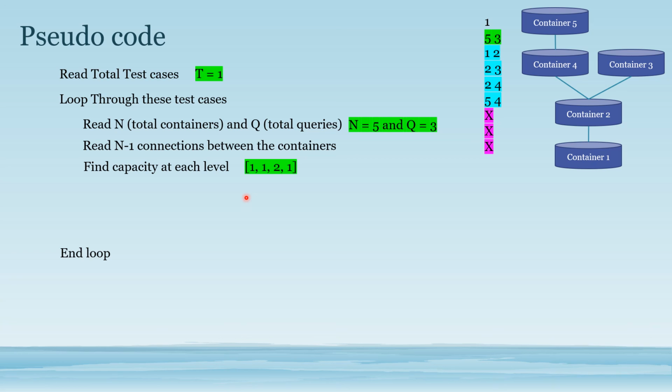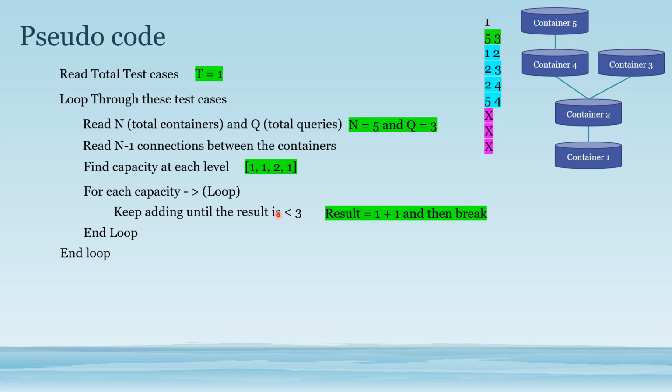And after that, just loop through all these capacities and keep adding them, until the total reaches the q point, q or less than q. So keep adding until the result is less than 3, which is nothing but q. Okay, and in this case the result is 1 plus 1 becomes 2, 2 plus 2 is 4. That's why we break before that. Okay, so its answer is 2. And I think that's all. So the main thing here is that you have to find the capacity at each level.